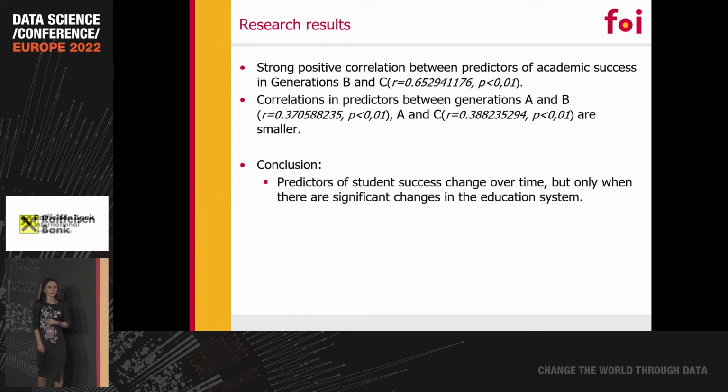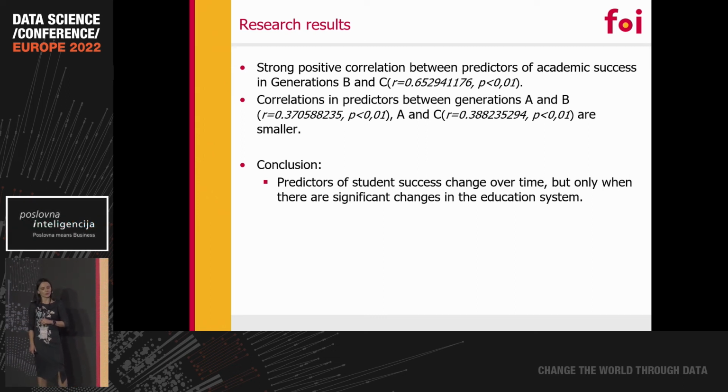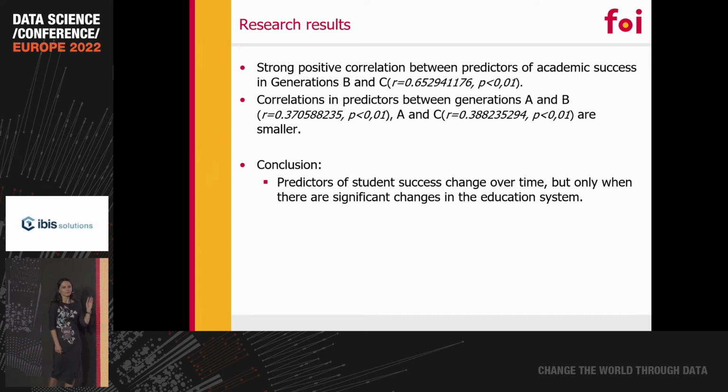One of the research questions that were set up at the beginning was to see, are there differences between different generations of students. In order to investigate that, we have performed a correlation analysis to see if there are linear correlations between ranks of predictor variables in different generations. And as you can see here, there is a strong positive correlation between predictors of academic success in generations B and C, and between generations A and B and A and C, those correlations are smaller.